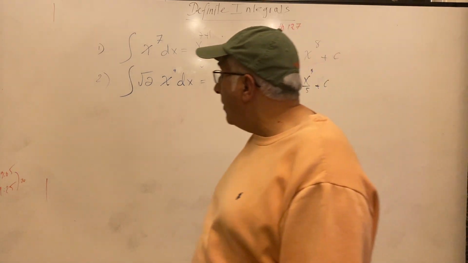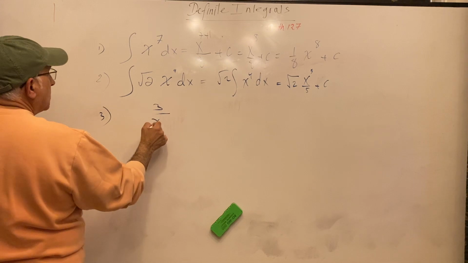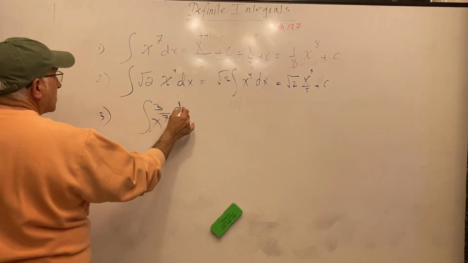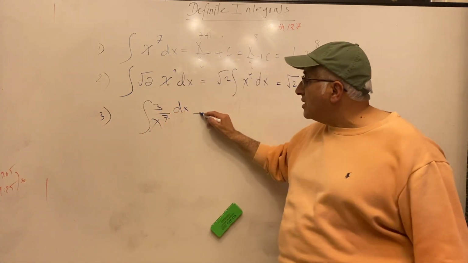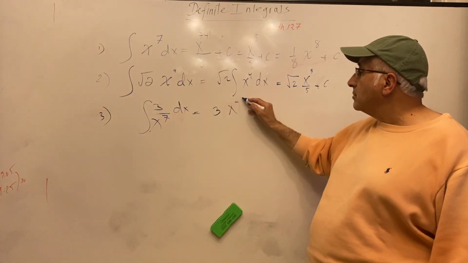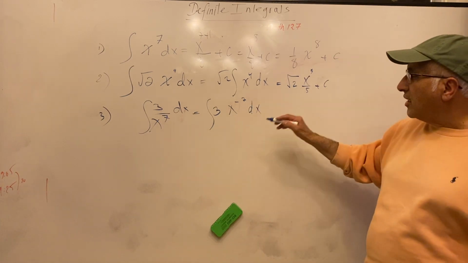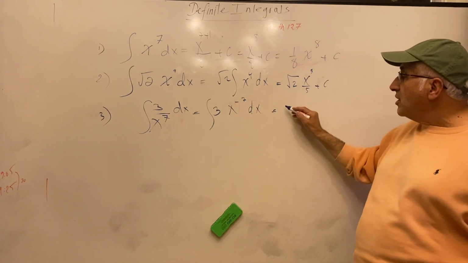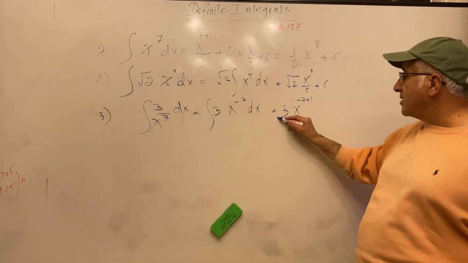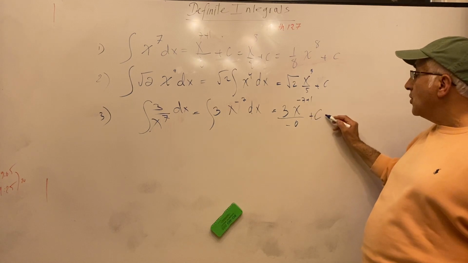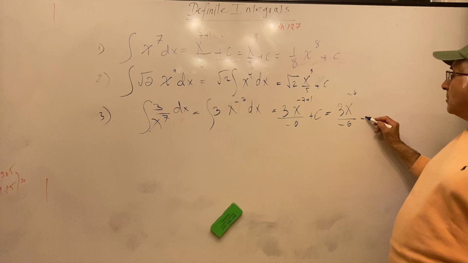Clear? How about if I say 3 over x to the power 7 with respect to x? Like derivatives, we cannot differentiate that, integrate that, unless I take it up. Change the sign. No need to take it out, but we know that sequence is not unaffected. So keep it. What is minus 7 plus 1? Minus 6. So at the end of it, 3x to the power minus 6 over minus 6 plus c.